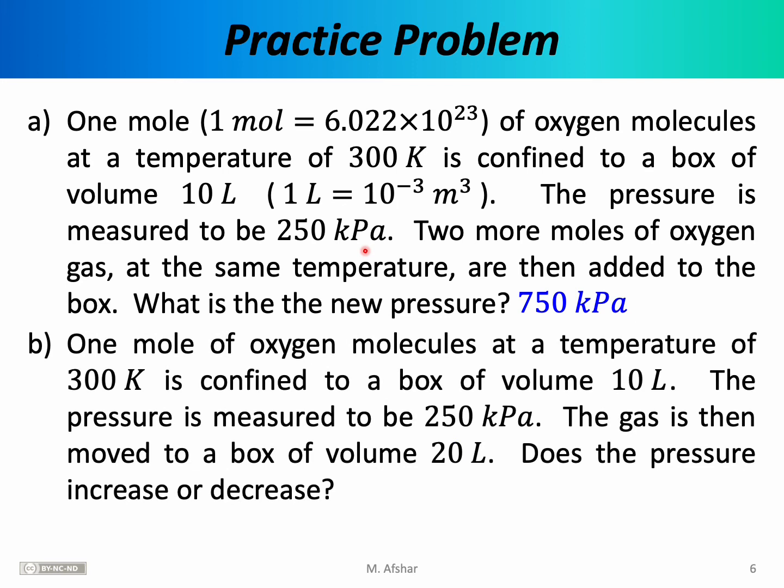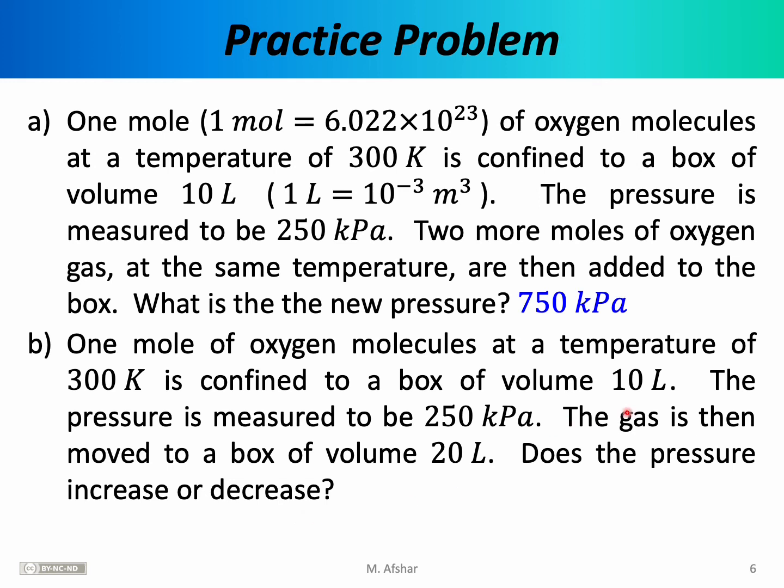Here's a related problem. 1 mole of oxygen molecules at a temperature of 300 Kelvin is confined to a box of volume 10 liters. The pressure is measured to be 250 kilopascals, exactly as before. The gas is then moved to a box of volume 20 liters. Does the pressure increase or decrease?